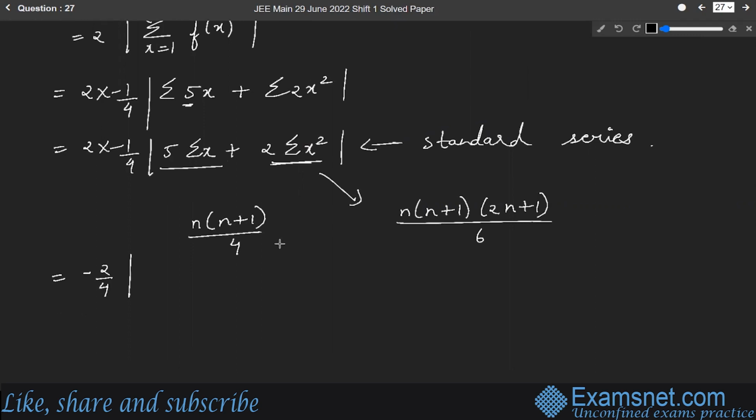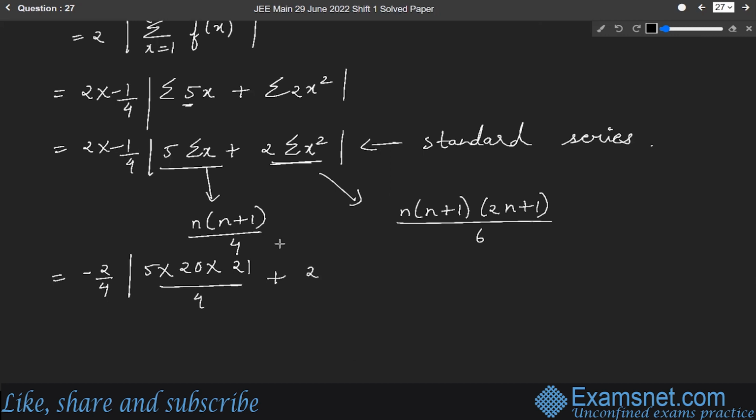Then 5 into, for summation of x, we have to use the formula n into n plus 1 by 4. What is n? N is 20. 20 is the total number of elements. So 20 into 20 plus 1, it is 21 divided by 4 plus.